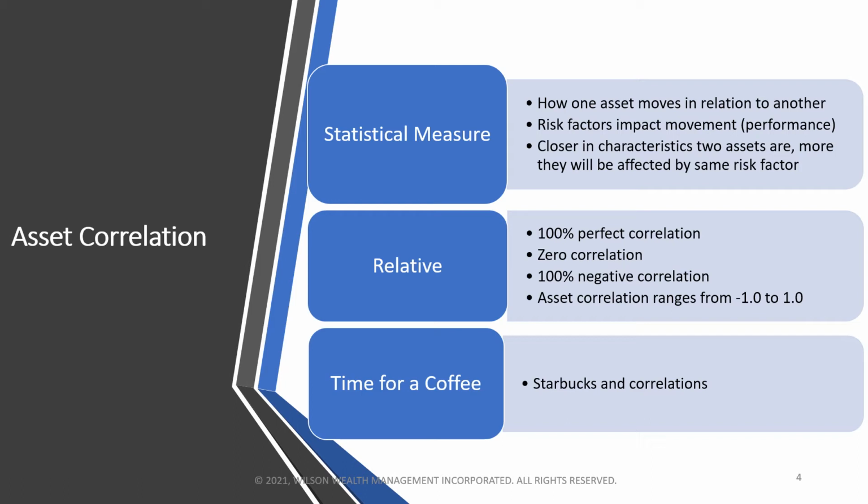It's a relative concept. You might have two assets that are 100% perfectly correlated. They're going to move pretty much in lockstep because they are so similar. You might find another two assets that have zero correlation. How one risk factor impacts one has no bearing on the other. Or you may find 100% negative correlation. So a risk factor on one will have the completely opposite impact on the other.